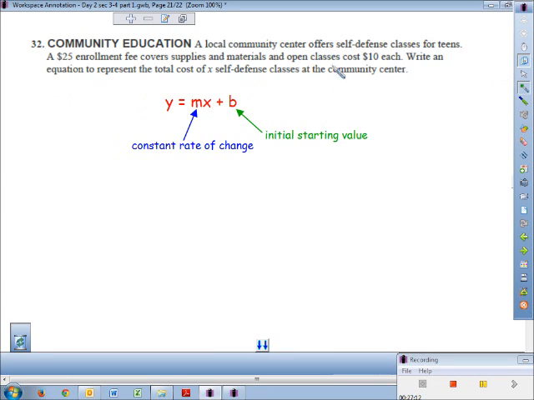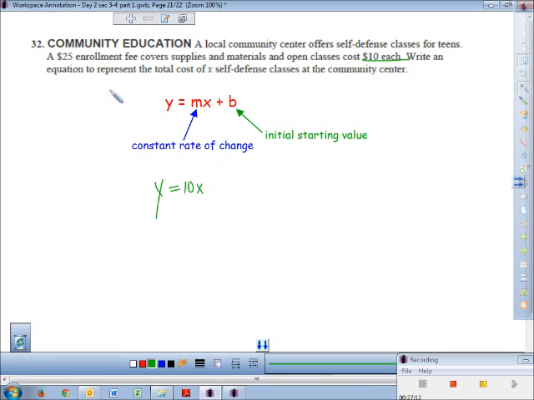So when we read this puppy and see which number is which, it says a local community theater offers self-defense classes for teens, $25 enrollment fee, covers supplies and materials, and open classes cost $10 each. Write an equation to represent this situation. So which one is the initial starting value and which one is the slope, the constant rate of change? Well, 10, since it's $10 per class, would be our slope, and $25 was your startup fee right there.